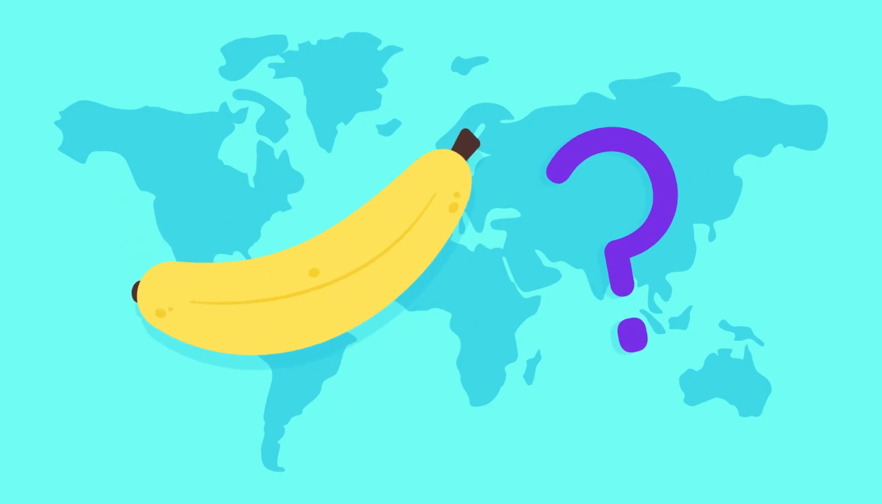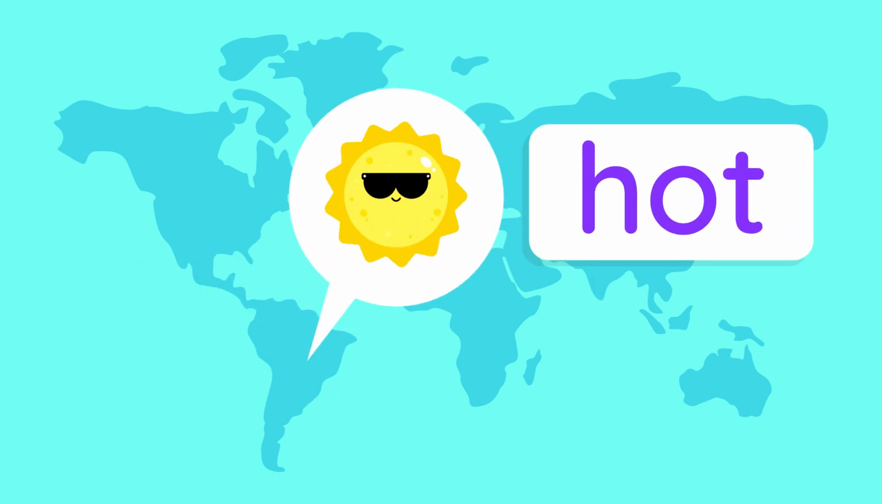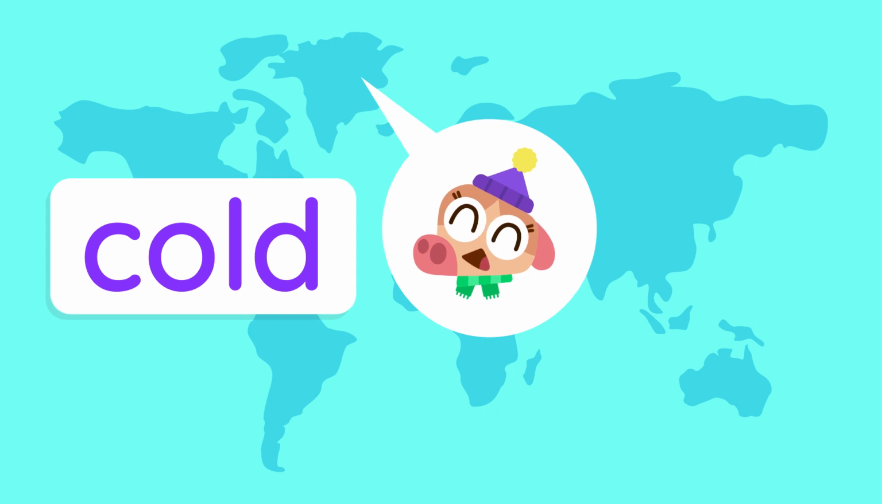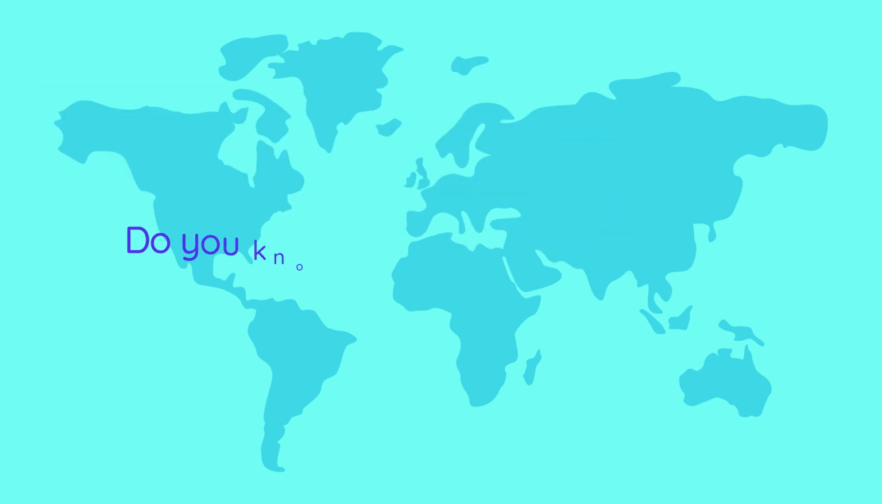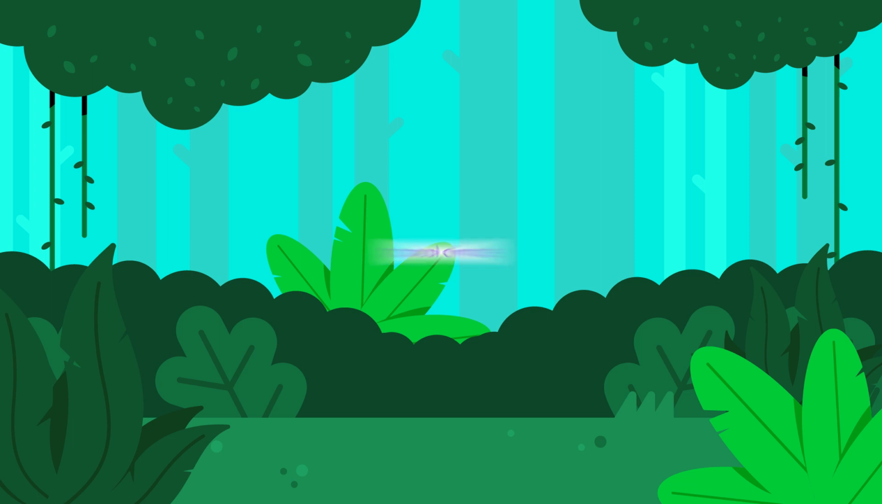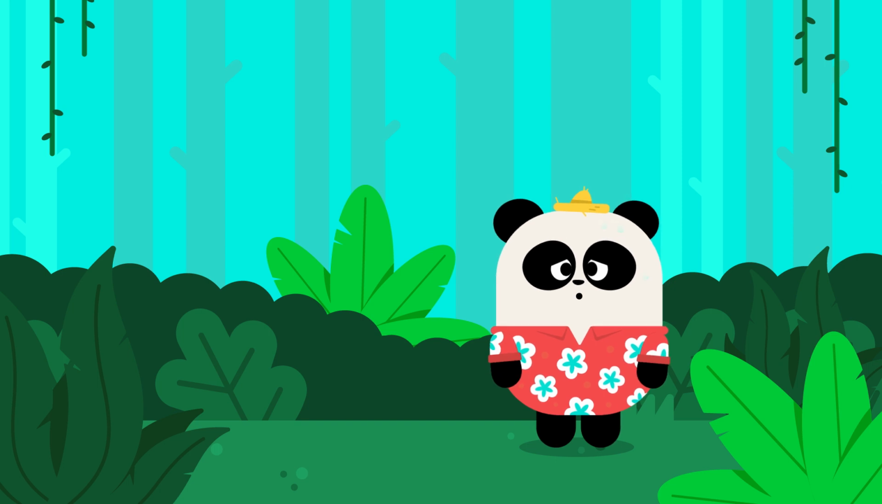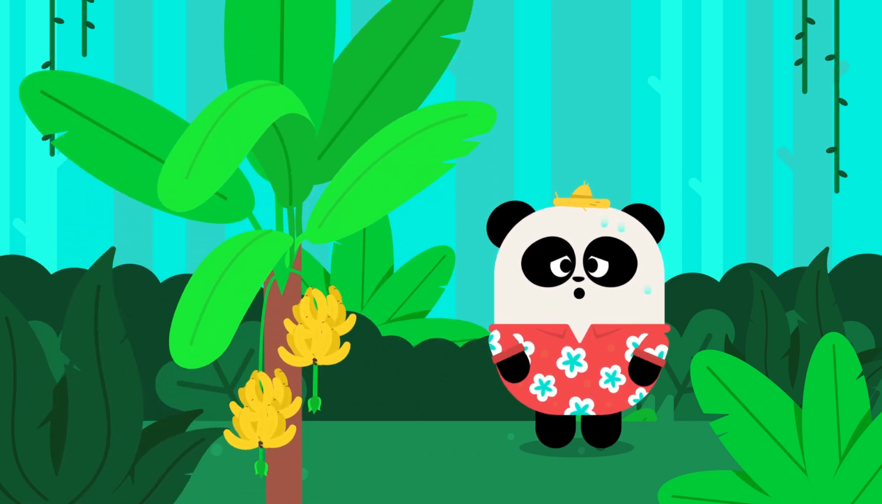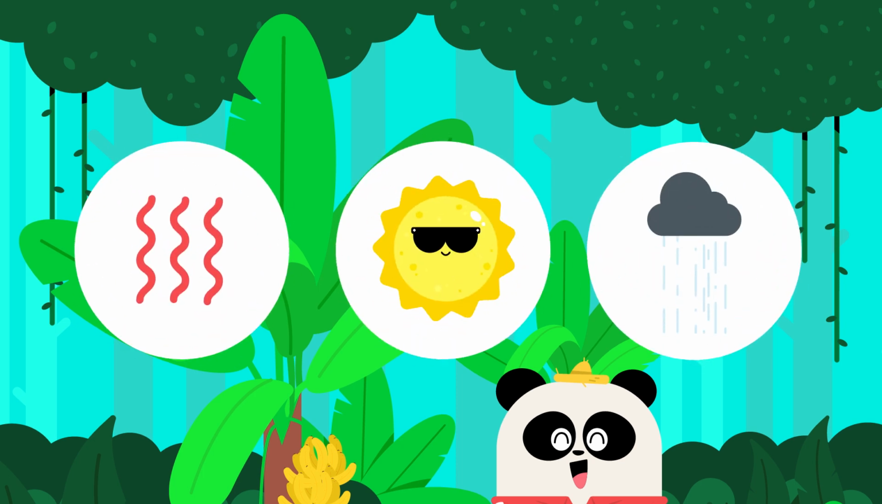Do you know where bananas grow? Different parts of the world have different climates. Some parts are very hot. Others are very cold. And some are very rainy for very long periods of time. Do you know how many climates there are in the world? Let me tell you. There are tropical, dry, mild, continental, and polar climates. Did you know that bananas mostly grow in tropical climates? These areas are very warm and humid. Bananas need warmth, sun, and a lot of water.